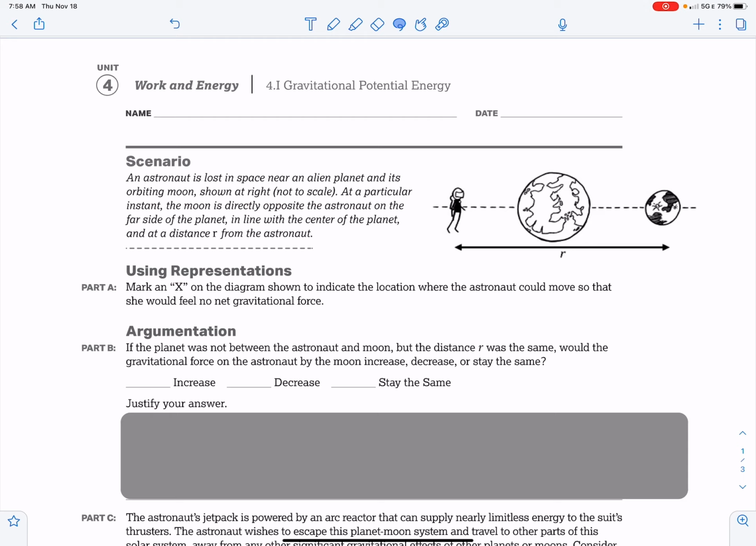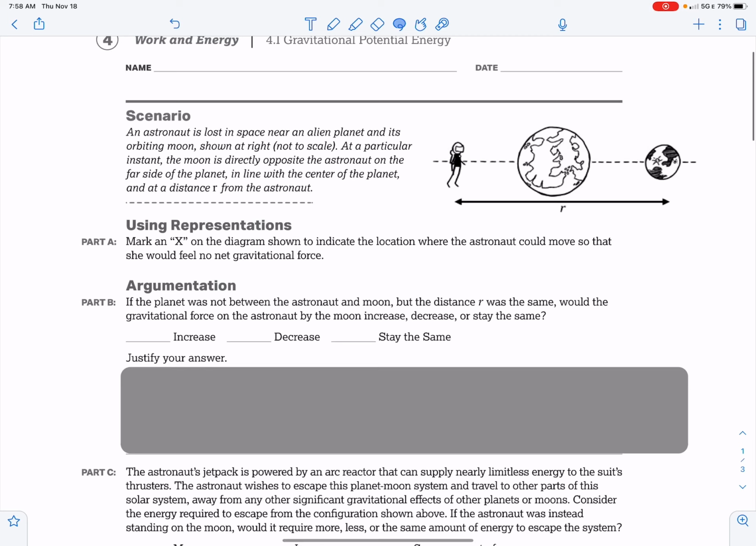At a particular instant, the moon is directly opposite the astronaut and, on the far side of the planet, in line with the center of the planet, at a distance r from the astronaut. Mark an X from the diagram to indicate the location where the astronaut could move so that she would not feel a net gravitational force.